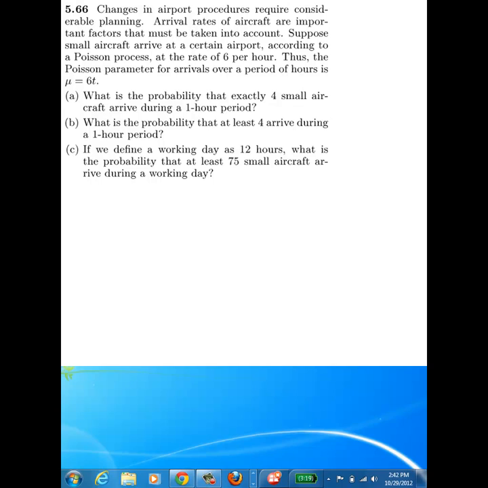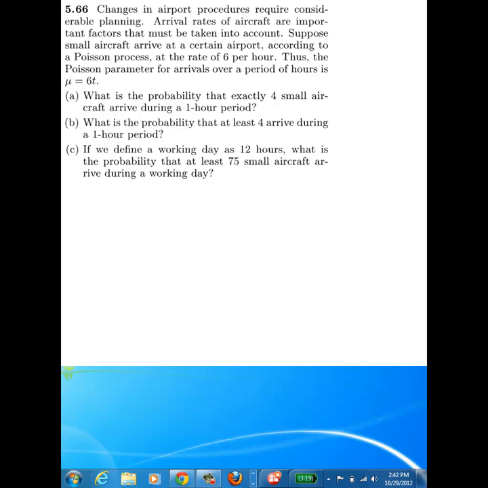Okay, so we have changes in the airport procedure that require planning. So we have arrival rates. Every time you see arrival rates, you most likely are dealing with a Poisson process or Poisson distribution. Suppose that a small aircraft arrives at a certain airport according to a Poisson process. So this is telling you that it's a Poisson process. And you have the rate, 6 per hour.